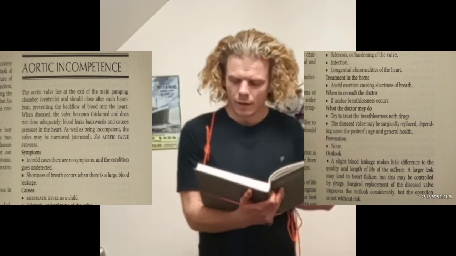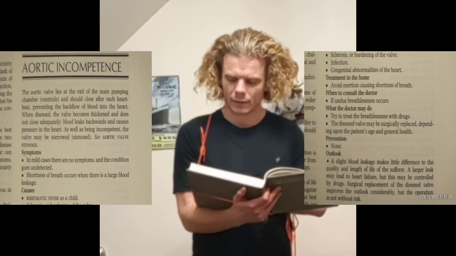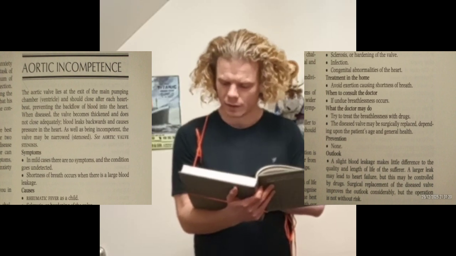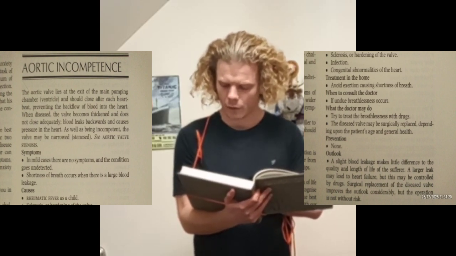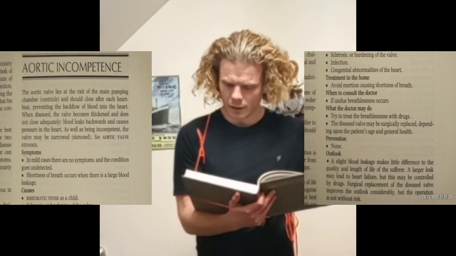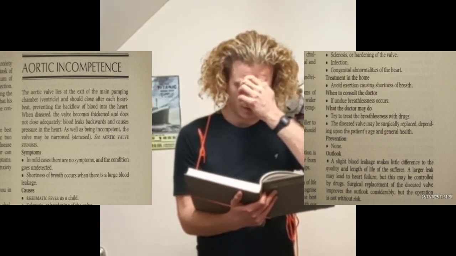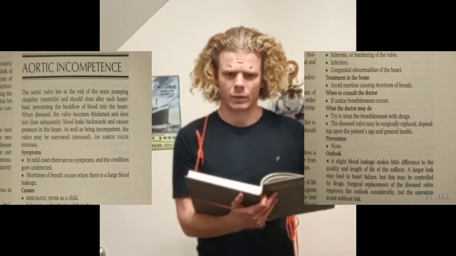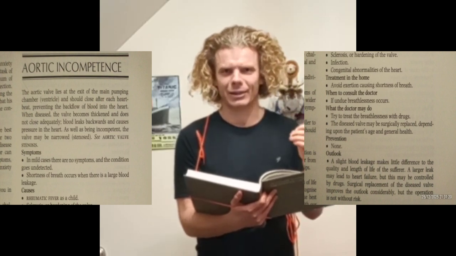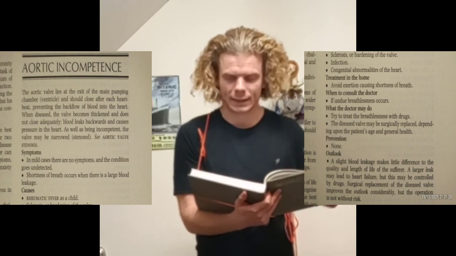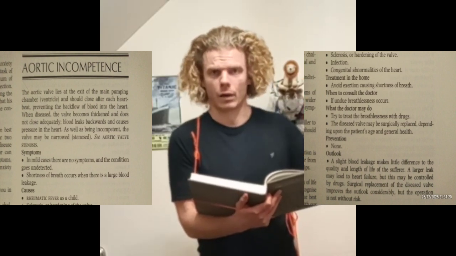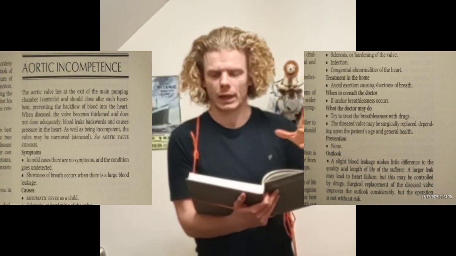The aortic valve lies at the exit of the main pumping chamber, the ventricle, and should close after each heartbeat, preventing the backflow of blood into the heart. Okay, there's the heart, and there's the left ventricle, and out of the left ventricle there comes the aorta. Did it come out of the ventricle or the atrium? I think it came out of the ventricle. It would make sense. And then the aorta comes up and through the arc of the aorta and down into the body.